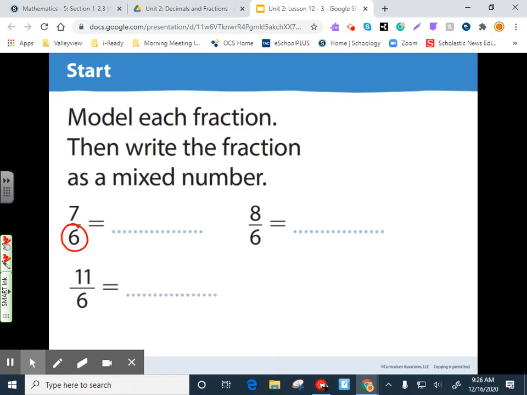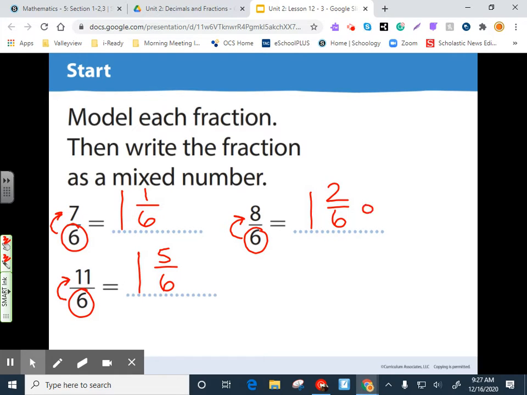If I look at my 7 over 6, I know I can get at least one group of sixes out of that 7. So I've got one for my whole, and then I have 1/6 left over. For this one, I can still get one whole out of there, and then 11 minus 6 is 5. So I get 1 and 5/6 left over. And for 8 over 6, I know I can do a couple things. I can get one group out of there, and then get 2/6, and I can reduce that to 1 and 1/3.